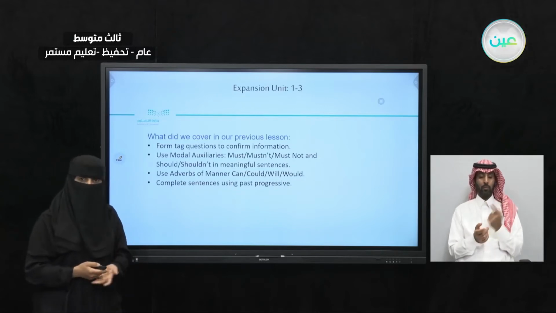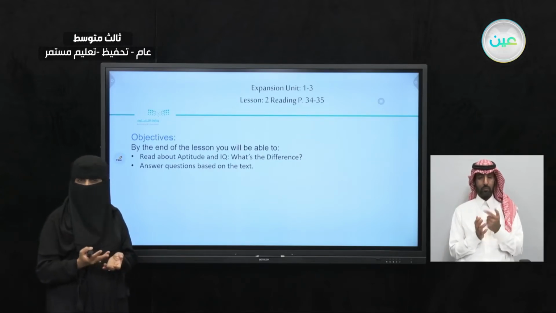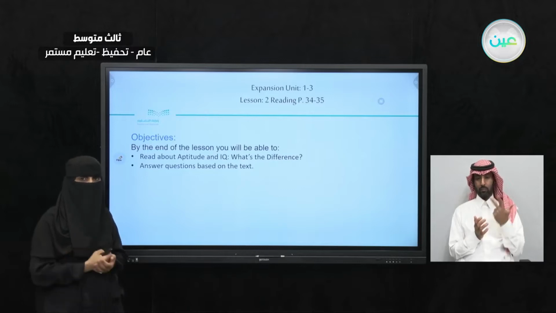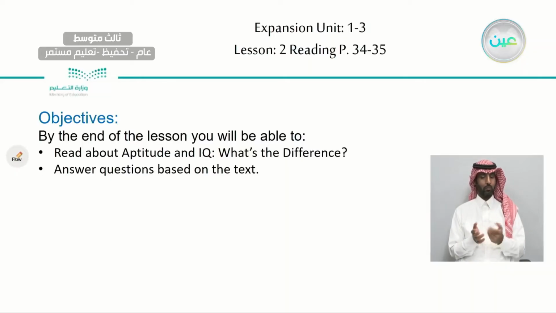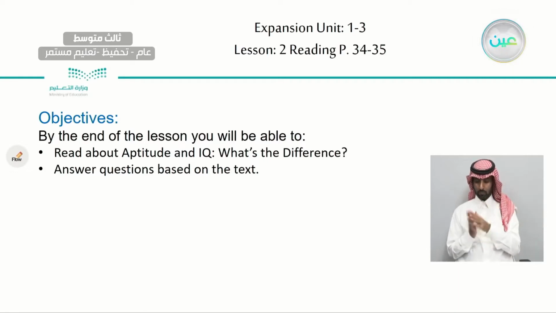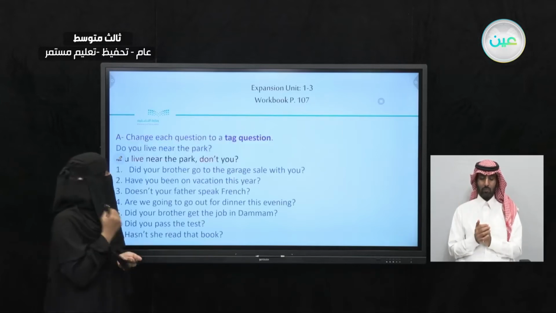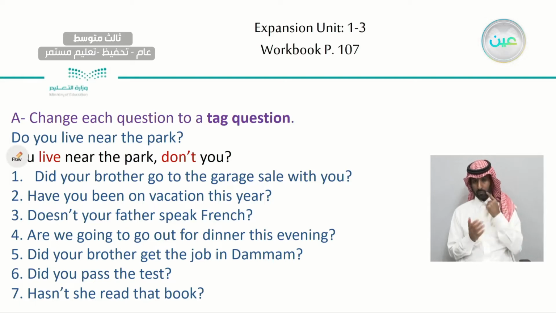Okay, for more practice, I told you to do a homework, page 107 and 108. Today, inshallah, we will cover it together. By the end of our lesson, you will be able to read about aptitude and IQ. You will learn the difference between aptitude tests and IQ tests, okay? This is what our reading is about. Also, you will be able to answer questions based on the text. So we will have questions related to the text and we will discuss the difference together, okay? As I said, we have a homework, page 107, 108.